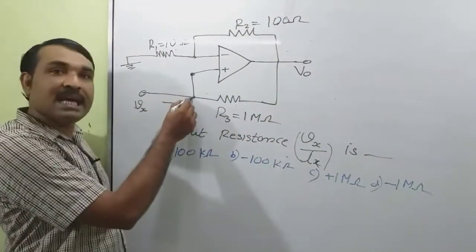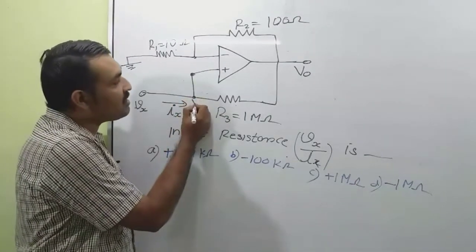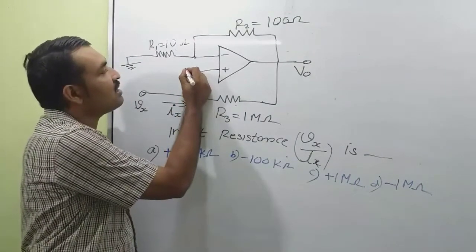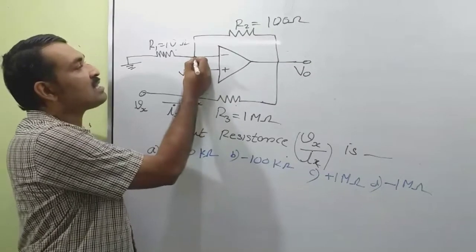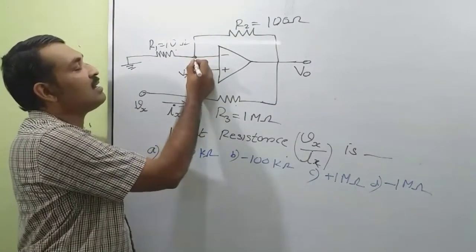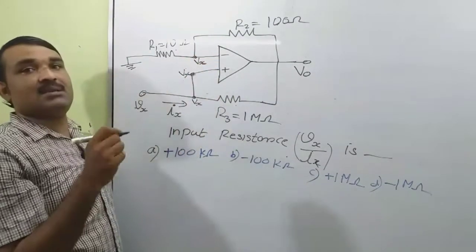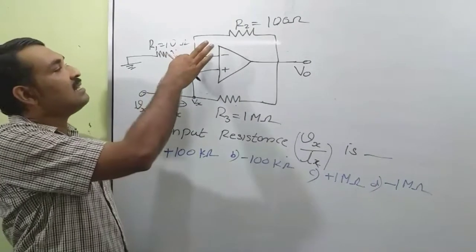This point and this point are the same points. So, the potential at this point is Vx. So, this point is also at Vx. So, the potential at this point at the negative terminal is also Vx. Okay, now apply KCL at this node.